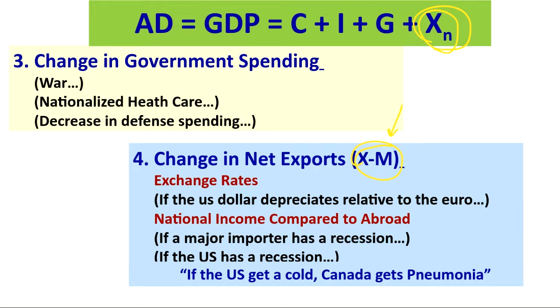If I sell more things to other countries, I get cash, and that's awesome. That's going to increase my GDP. That's going to increase aggregate demand because people are demanding things that I can sell them.